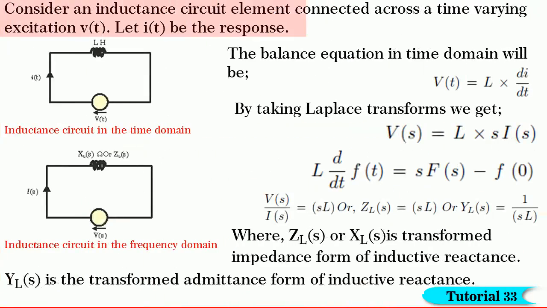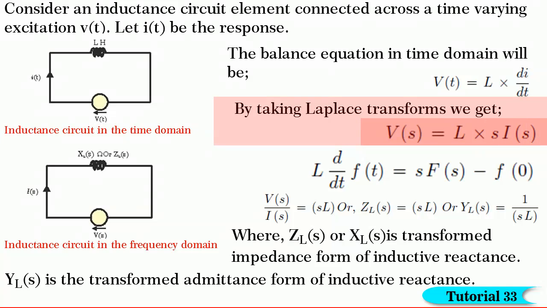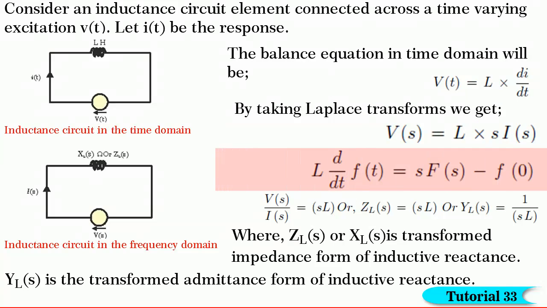Next, consider an inductance circuit element connected across a time varying voltage as shown in figure. Let the response be i(t) amperes. The balance equation for the circuit can be written as v(t) is equal to L into di by dt. By taking the Laplace transform, we get V(s) is equal to L into s I(s). Note that the Laplace transform of d by dt of f(t) is equal to s into capital F(s) minus f(0).